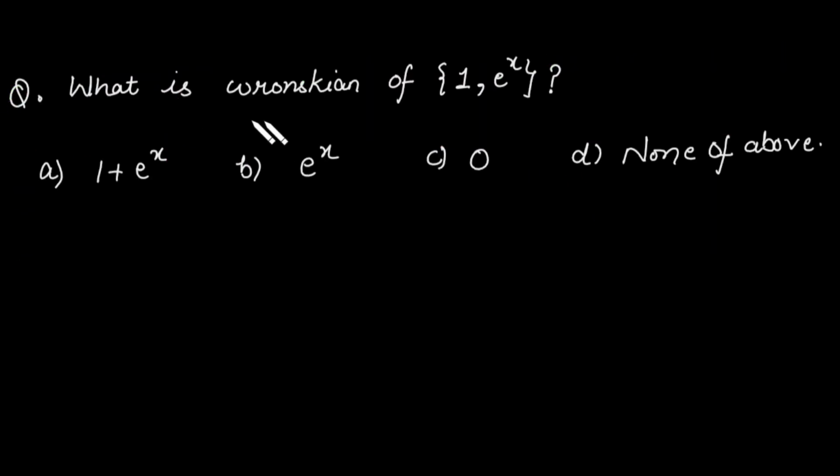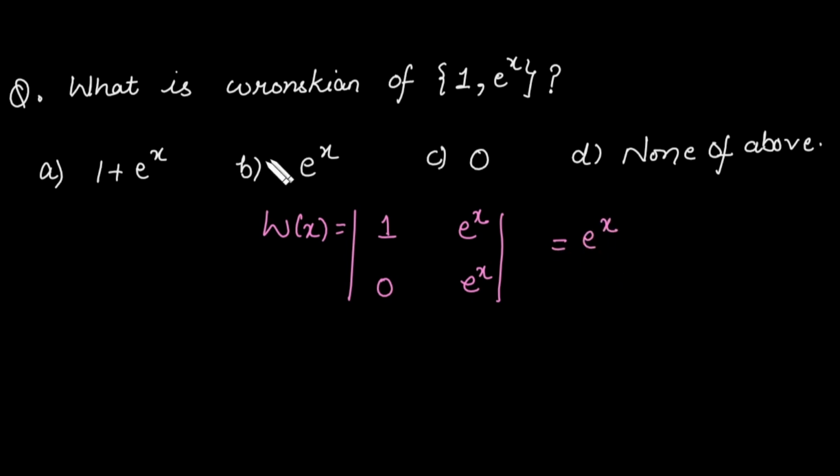Next question is, what is the Wronskian of 1 and e raised to power x? So two functions are given to you. Directly calculate that. Determinant of 1 and e raised to power x, the functions are 1 and e raised to power x, its derivative is 0, its derivative is e raised to power x. What is the determinant in this case? That is e raised to power x. So the answer in this case is B.